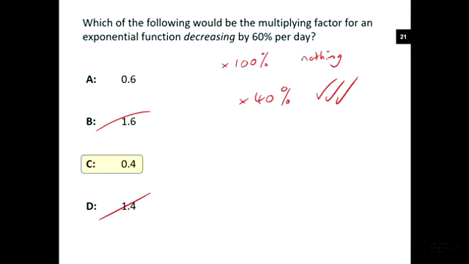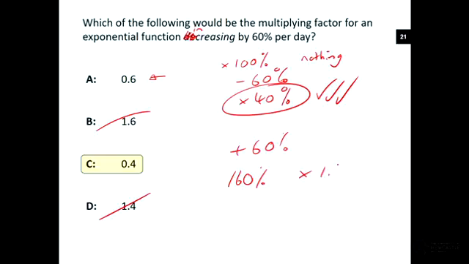And I can understand that that might look tempting, but decreasing by 60 means take it off 100. So we're either adding to 100 or taking it off 100. If I change this question, what would be the multiplying factor for increasing by 60% per day? Well, instead of subtracting the 60% to get that, I would have added the 60%. In other words, I would have times by 1.6. So increase by 60% times 1.6, decrease by 60% times by 0.4.